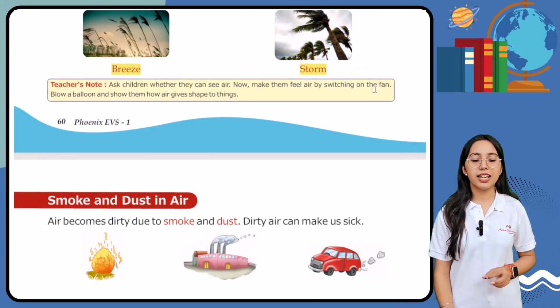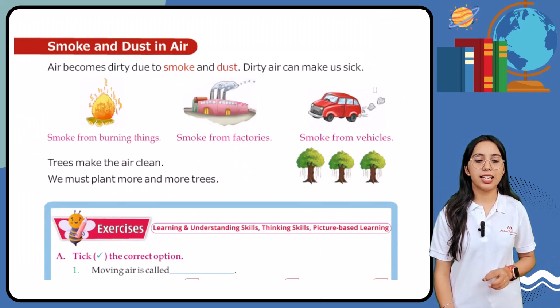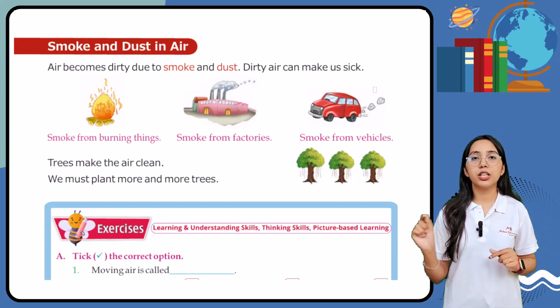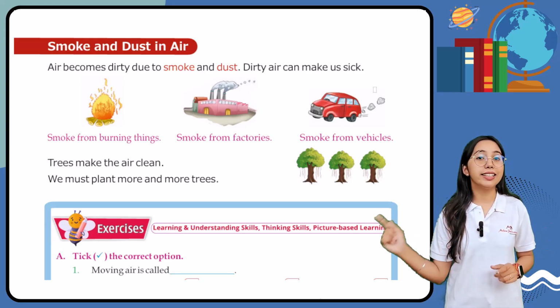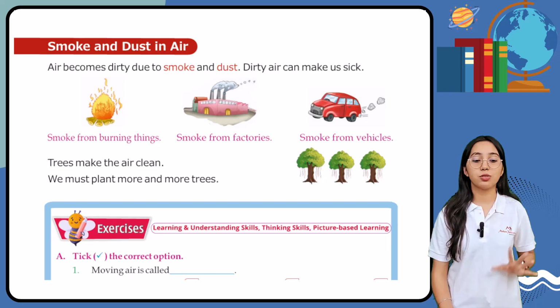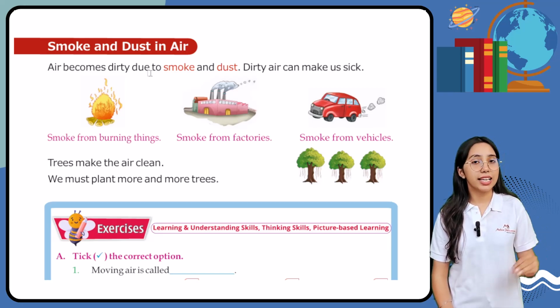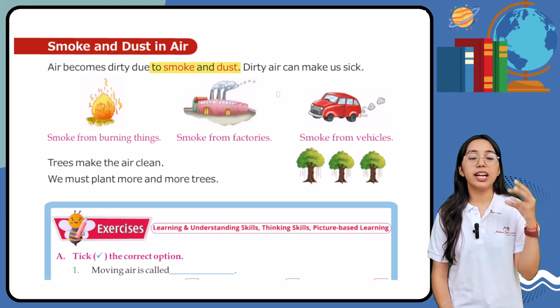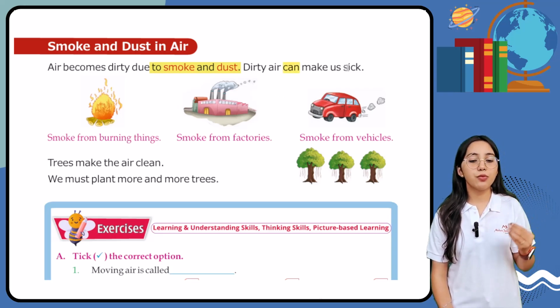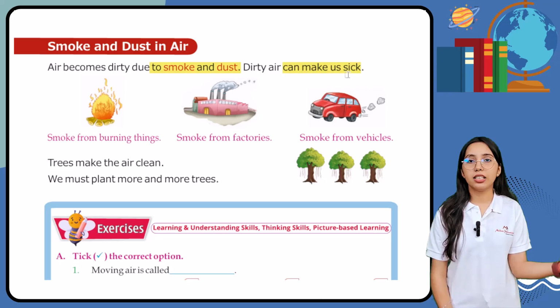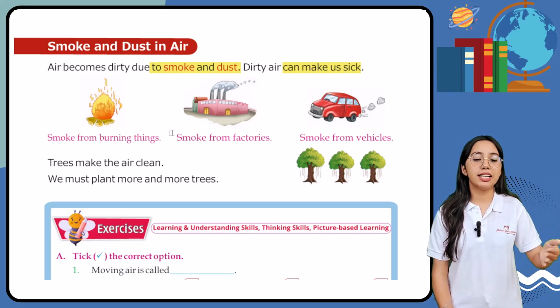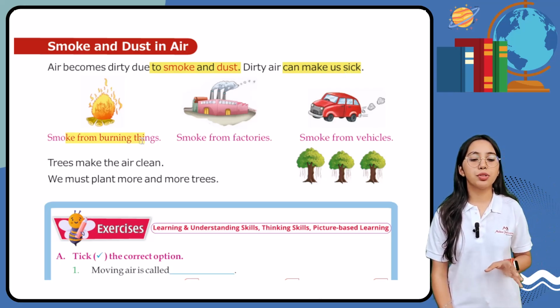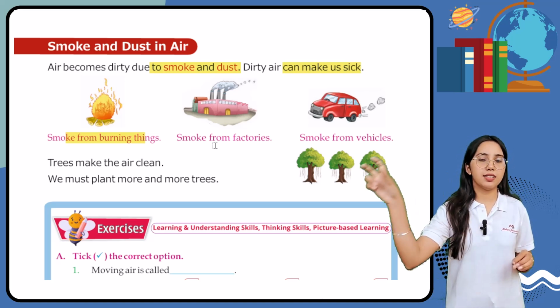So now students, next we have smoke and dust in air. Air becomes dirty due to smoke and dust, and dirty air can make us sick. So now students, do you all know that in air we have smoke and dust, and this dirty air is making us sick? And from where are the dirt, dust and smoke getting inside the air? Smoke from burning things. Whenever we burn anything, this smoke gets inside our air.